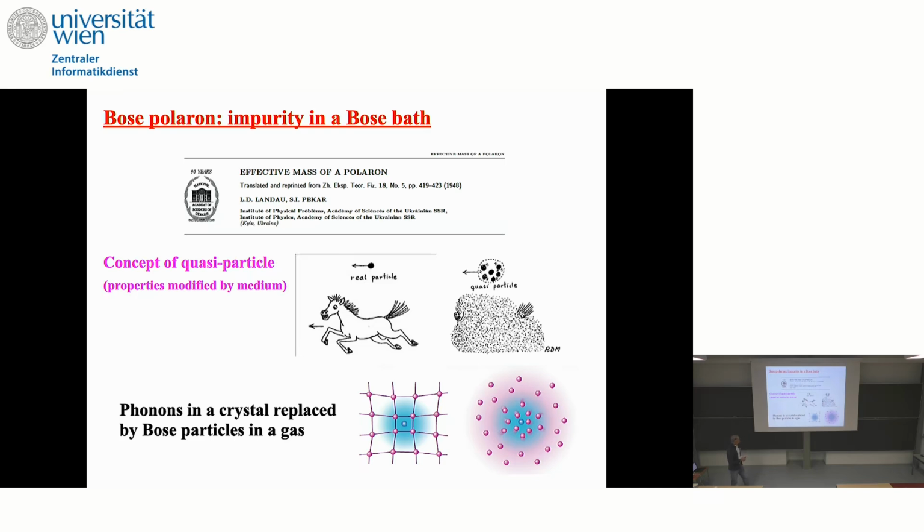So the Bose polaron problem started from a famous paper by Landau and Pekar, who was interested in the effective mass of a polaron, how the mass of the impurity changed due to interaction with the bath. And it was important for the concept of quasi-particle, so a particle dressed by the excitations in the bath. In the case of the Landau-Pekar paper, of course, he was interested in an electron moving in a crystal. And so the impurity is interacting with the excitations of the crystal, which are the phonons. In the case of the Bose polaron, you have an impurity interacting with the excitations of the Bose gas, which are the Bogoliubov excitations. Okay, so you have an exact mapping between the two problems.